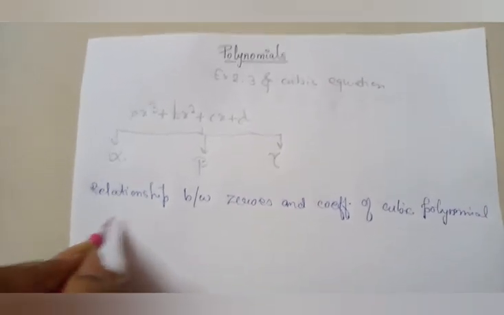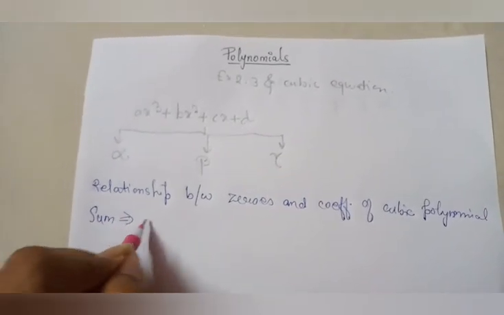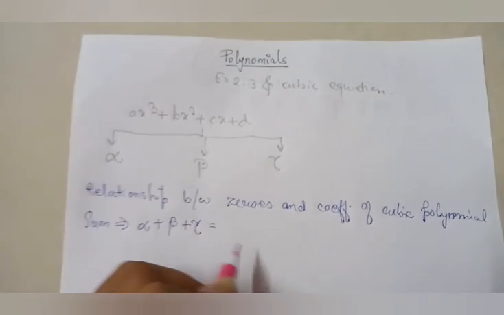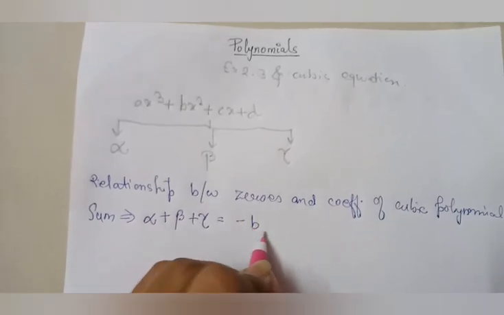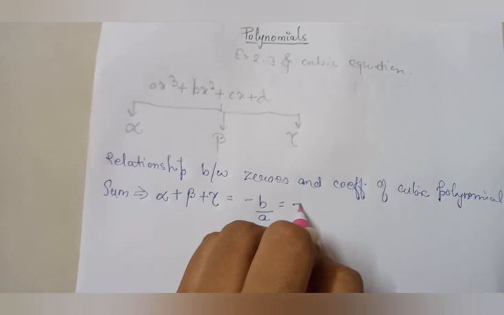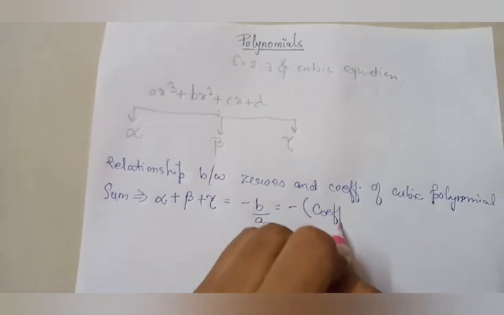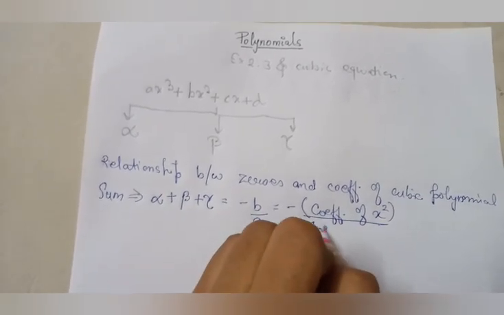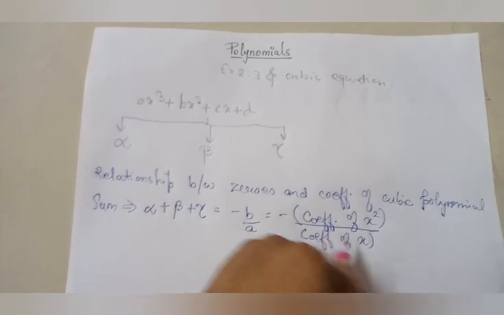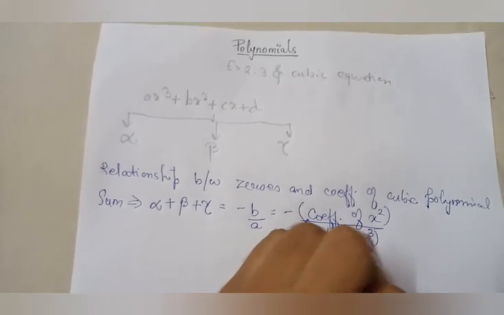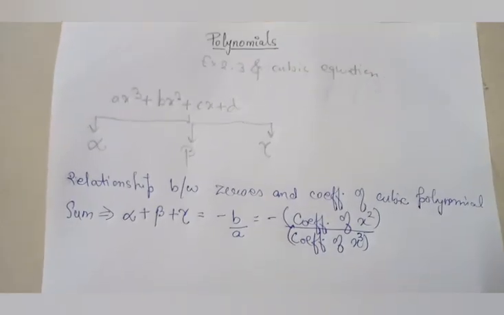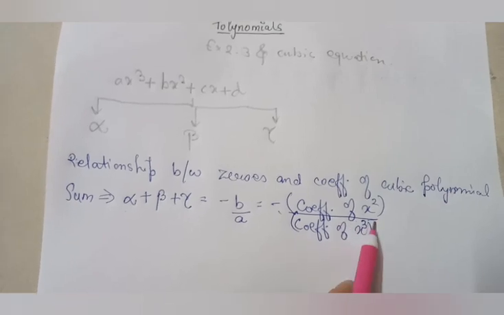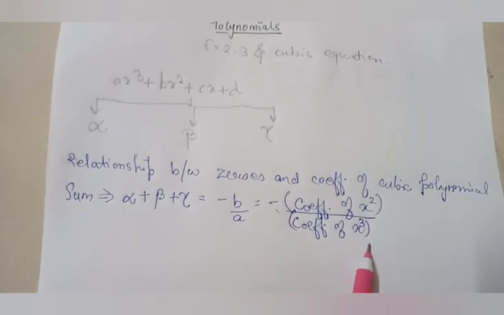First we'll do the sum, which can be written as alpha plus beta plus gamma. It will be equal to minus b upon a, but this time minus b upon a has a different meaning. Minus b is now the coefficient of x square and a is now the coefficient of x cube. So the sum of the three zeros will be the negative of the coefficient of x square upon the coefficient of x cube.